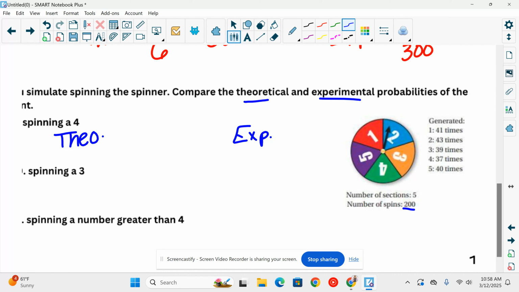Okay? Theoretically speaking, what are the total number of options that I have? 5. I have 5 total options on my spinner. How many of those options are 4? One option. There's one option that's a 4. As a percent, that would be 20%.